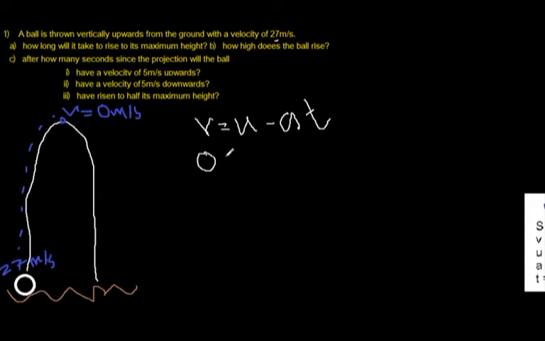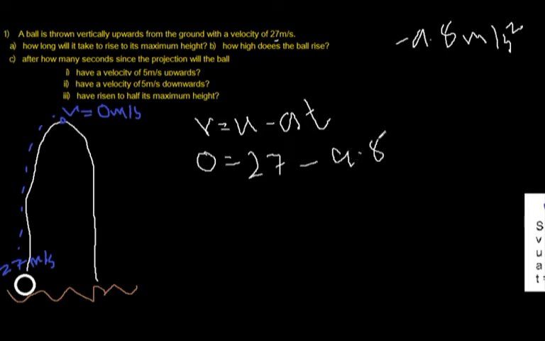So we say 0 is equal to, the initial velocity is 27 meters per second. It starts with a velocity of 27 meters per second. So we write 27 minus, for the acceleration, we know that it is a constant, which is negative 9.8 meters per second squared. Since we have already used the negative sign here, we can just write 9.8 multiplied by t.